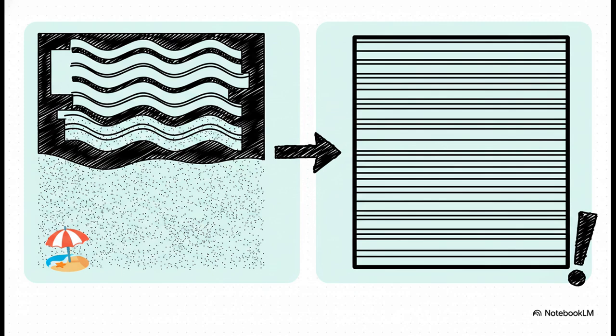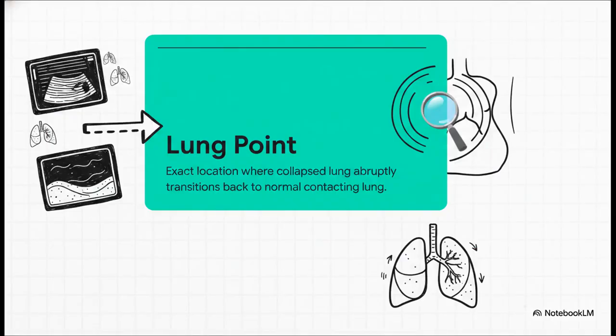We call this the barcode sign, or sometimes the stratosphere sign. It proves a total, alarming loss of lung sliding. The healthy dynamic beach has just turned into a rigid, static barcode. So what about that smoking gun I mentioned? The lung point. This is literally the exact physical location on your screen where the collapsed lung, the part showing that rigid barcode sign, abruptly transitions back into the normal, contracting lung that still has the seashore sign.